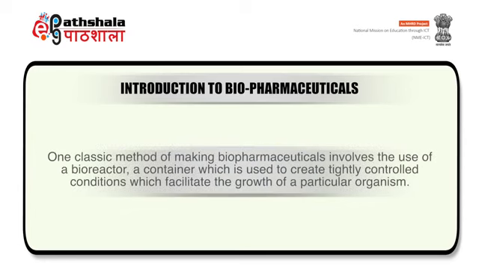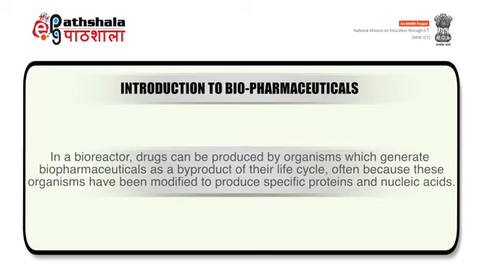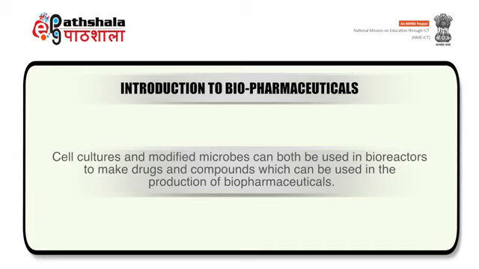One of the classic methods of making biopharmaceutical products involves the use of a bioreactor. A bioreactor is a container which is used to create tightly controlled conditions which facilitate the growth of a particular organism. In a bioreactor, drugs can be produced by organisms which generate biopharmaceuticals as a byproduct of their life cycle, often because these organisms have been modified to produce specific proteins and nucleic acids. Cell cultures and modified microbes can both be used in bioreactors to make drugs and compounds which can be used in the production of biopharmaceuticals.